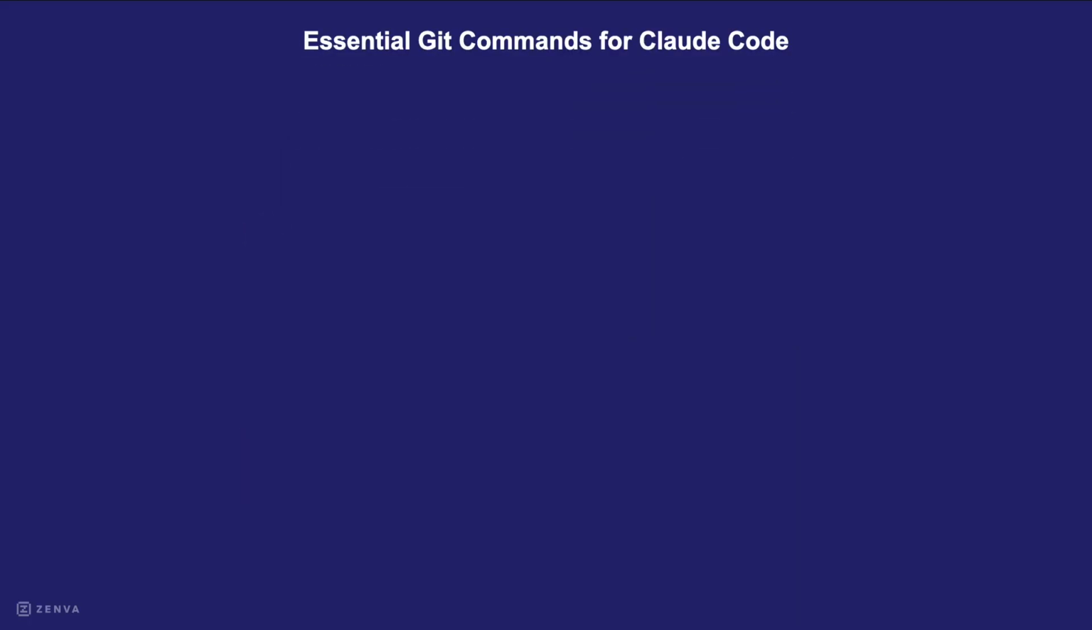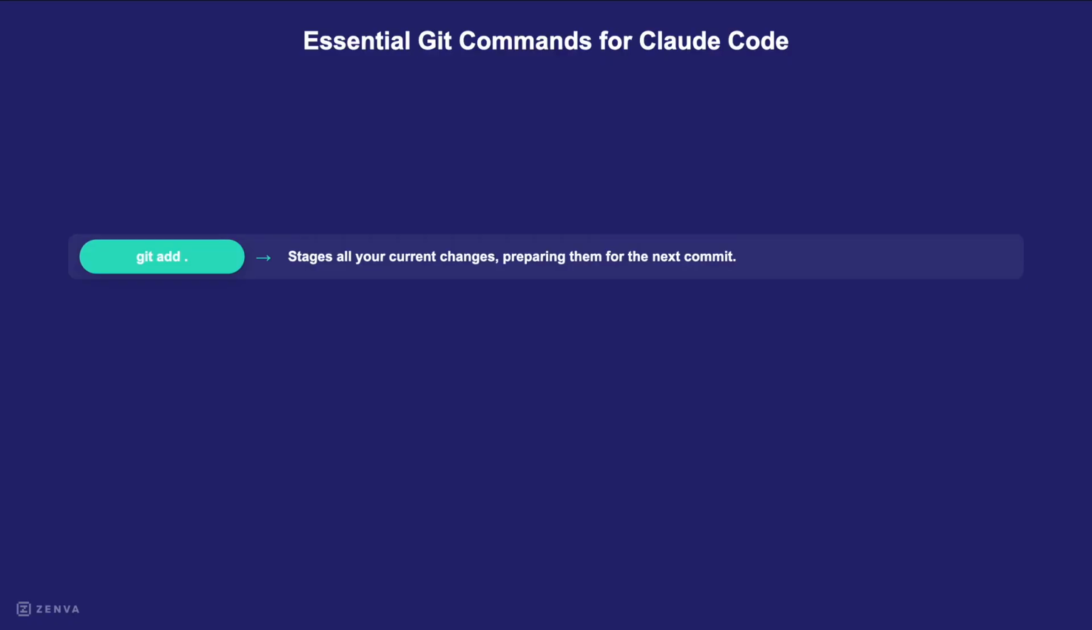You've now made a stable start for your projects using Git. To manage changes from Claude Code, you need a few commands. These 4 Git commands give you control and peace of mind. Let's start with the first one. First, git add stages all your current changes, getting them ready for the next commit. This tells Git which changes you want to save in your next snapshot.